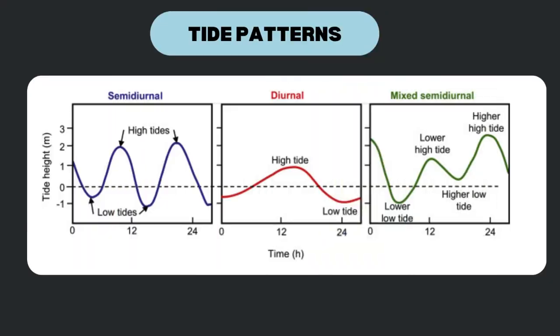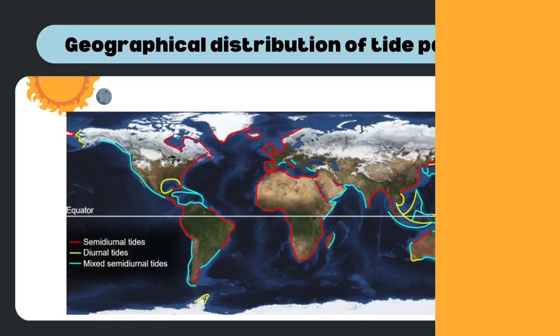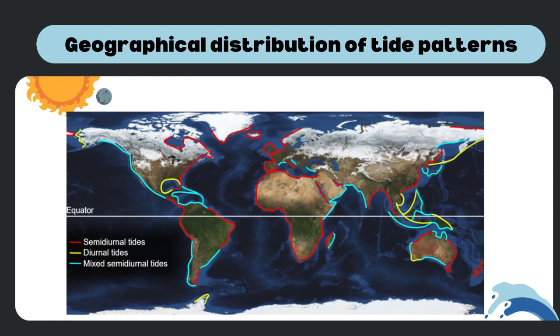3 different types of tides can be found on Earth. These are the semidiurnal pattern, the diurnal pattern, and the mixed tidal pattern. This image shows the geographical distribution of these patterns. As you may remember, the tide range can be considered microtidal if it is less than 2 meters, mesotidal if it is between 2 to 4 meters, macrotidal if it is between 4 to 8 meters, and megatidal if it's bigger than 8 meters.